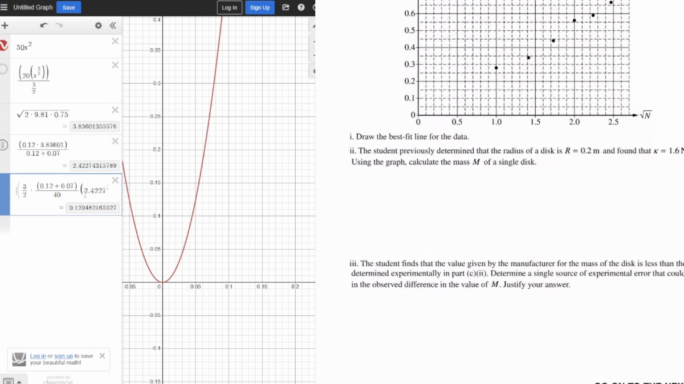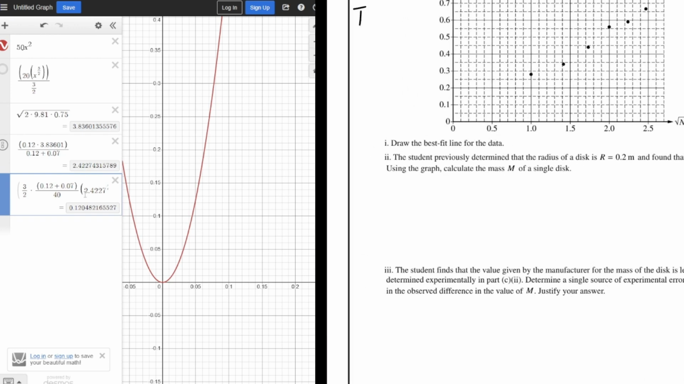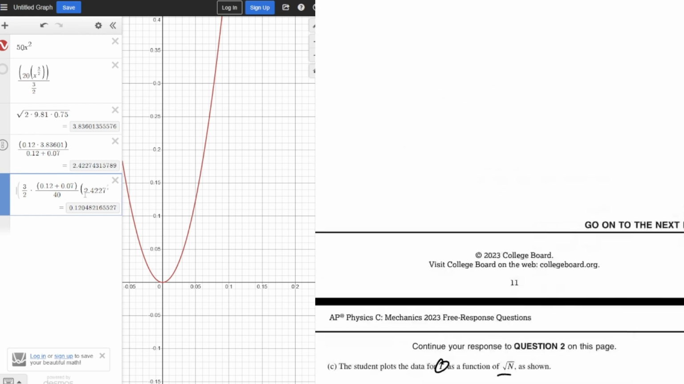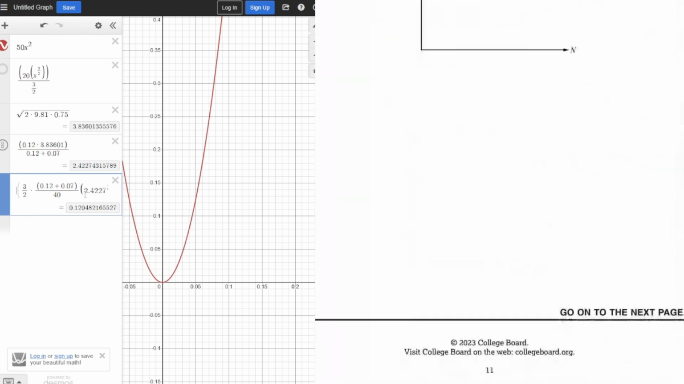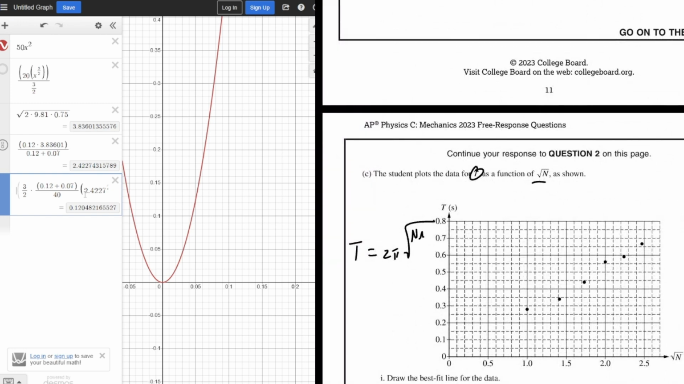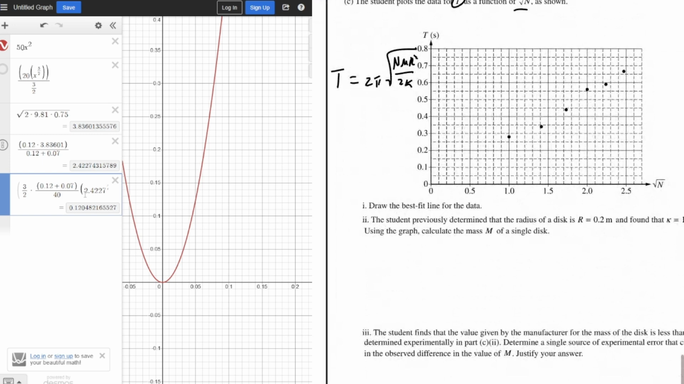All right, next question. The student plots data for t as a function of square root n as shown. So we're going to just write that equation that we derived earlier because it'll come in handy. I think it was t equals square root 2 pi n m r squared over 2 kappa. Okay, we'll leave that there.